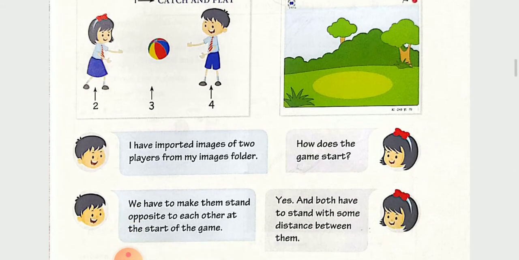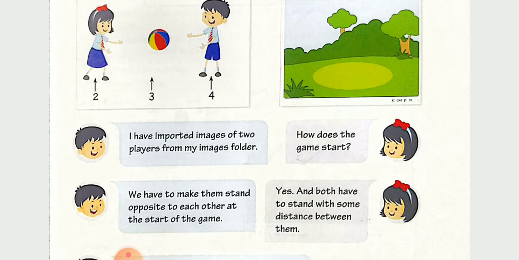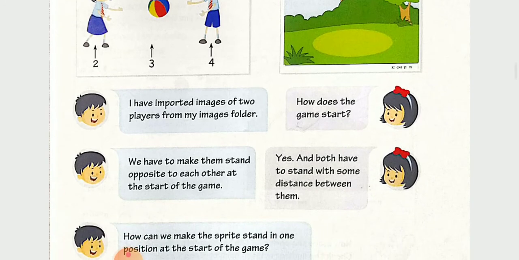Now your game starts. First thing, we have to make them stand opposite to each other at the start of the game. Yes, and both have to stand with some distance between them. Before starting your game, first of all, you make them stand opposite to each other, means both players stand opposite of each other.